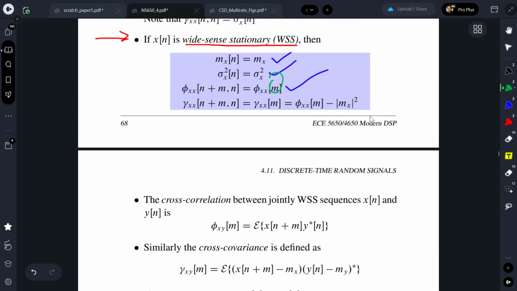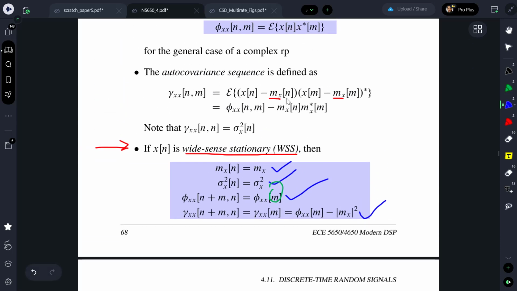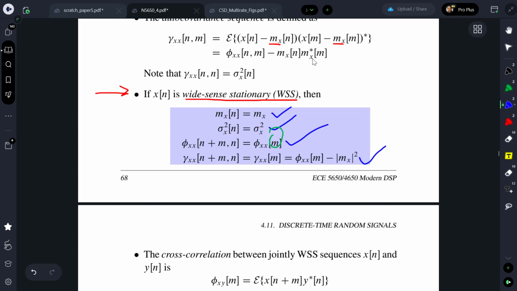Okay, so that blue box is a blue box because it has the important properties in it for wide-sense stationary, and autocovariance is just the autocorrelation at m minus the squared mean of x, and that this simplifies to the magnitude of m_x squared, because if the mean is a constant, then if we go to this definition up here, we have the same value for each one of these, we just have the conjugate. So that's why it becomes magnitude squared.